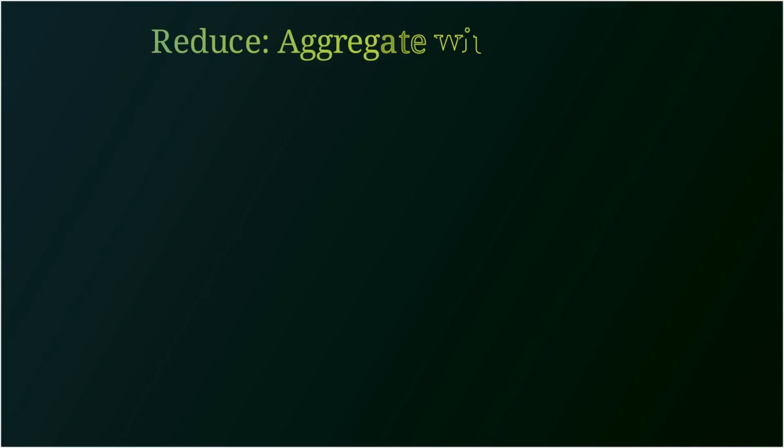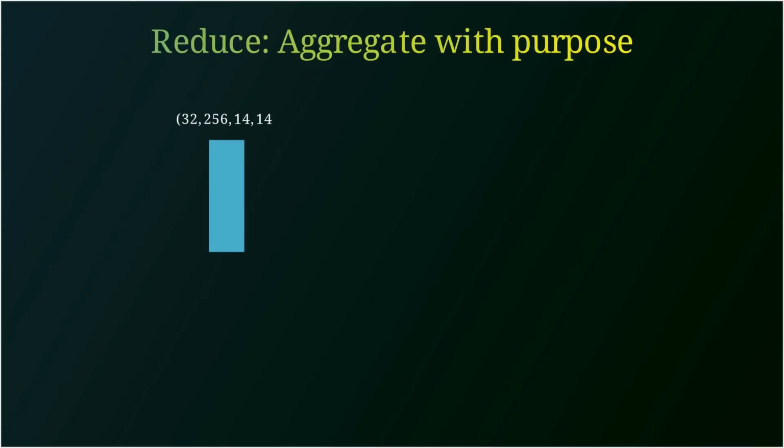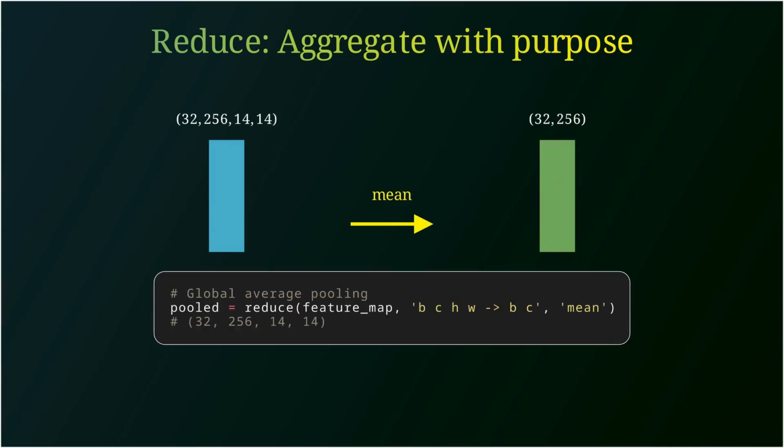Reduce aggregates over axes with an explicit pattern and a reduction. For global average pooling, we use reduce and specify which dimensions we want to calculate the mean from. That collapses height and width by averaging.